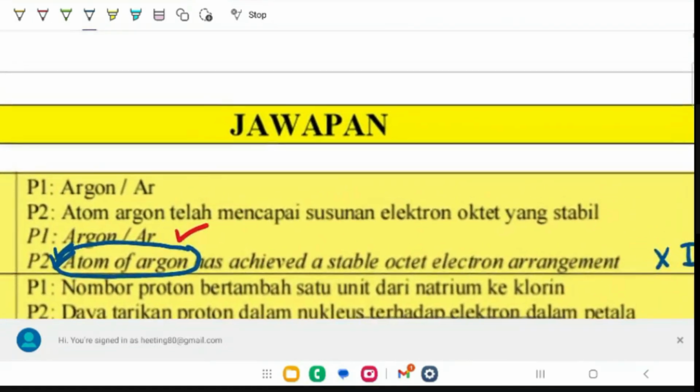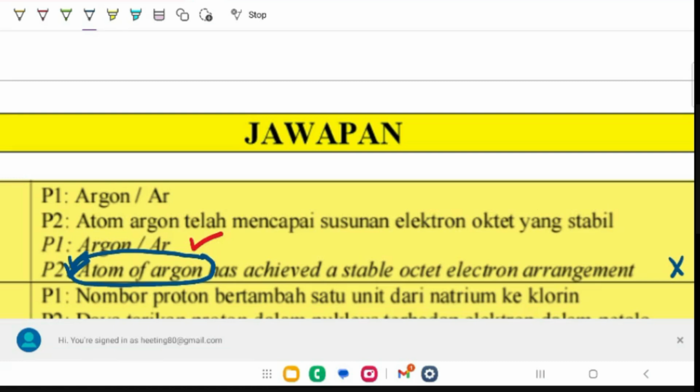Anything you want to ask? Octet electron arrangement, you also need to mention this. Octet electron arrangement. Don't just write octet then full stop. Halfway only.